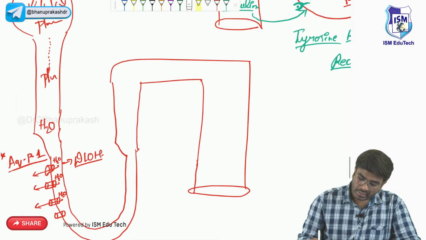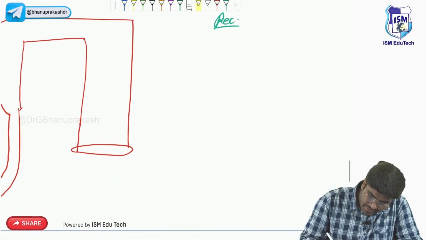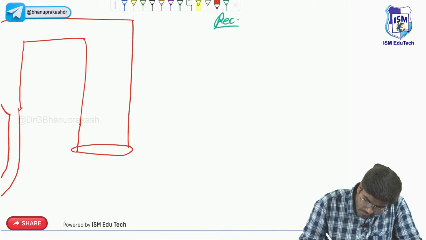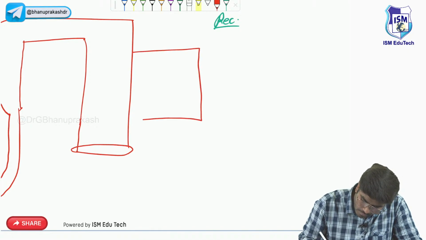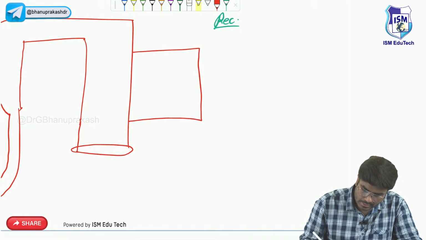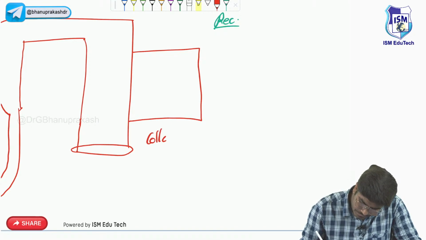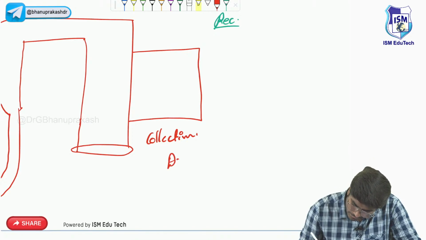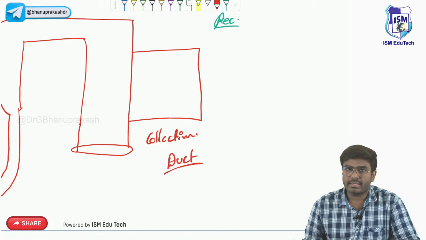Now if you are really good, especially if you are in exam-going batches, where is aquaporin 2 present? The aquaporin 2 is present on the collecting ducts. In your nephrons, there is a region called the collecting duct.